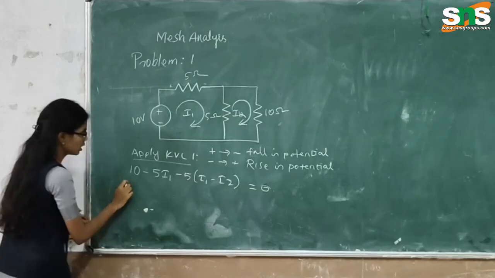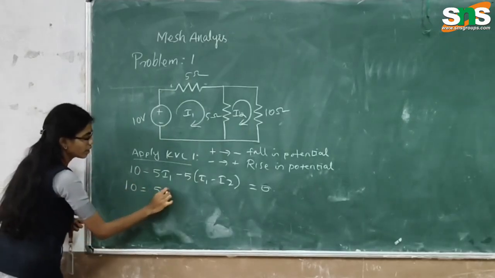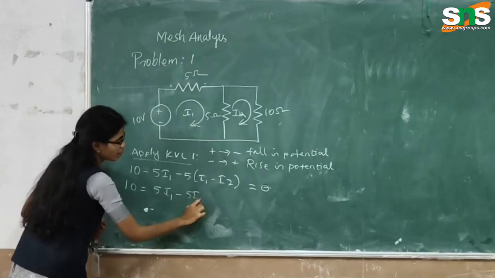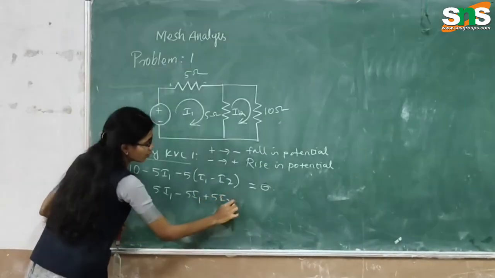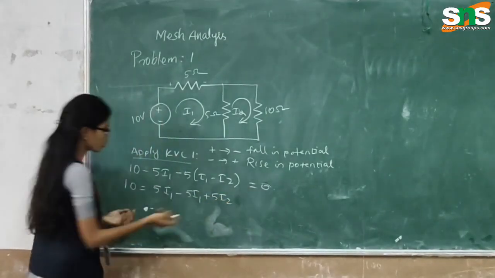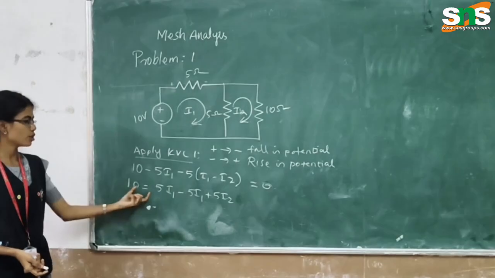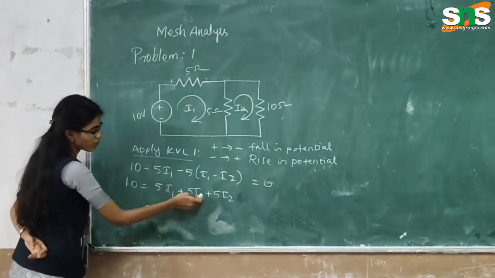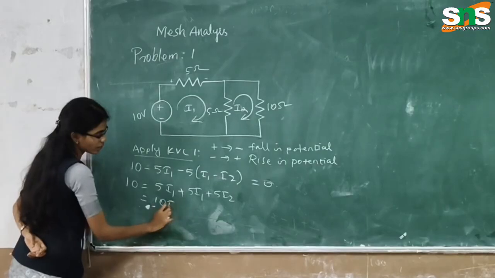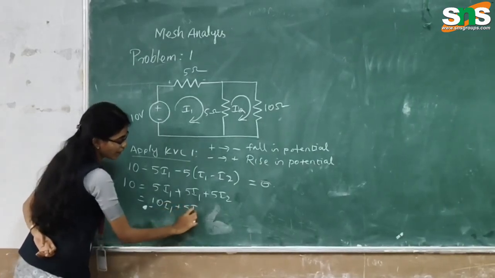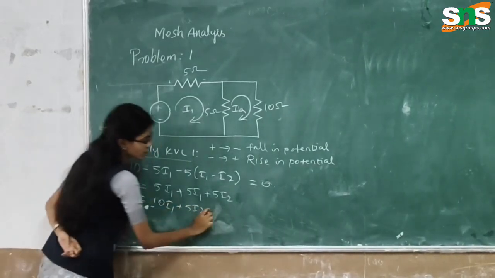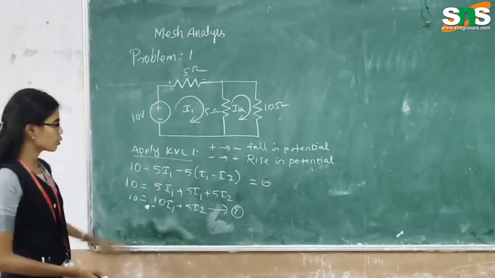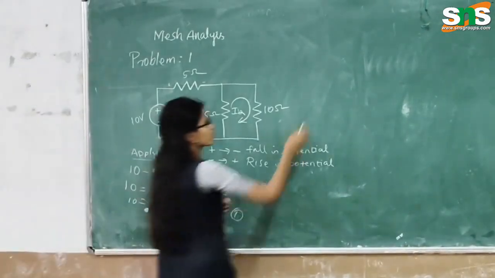So here 10 is equal to 5 I1 plus 5 I1 minus 5 I2. That gives 10 I1 minus 5 I2. This is considered as equation number 1. In the same way, we have to solve for the second loop also.